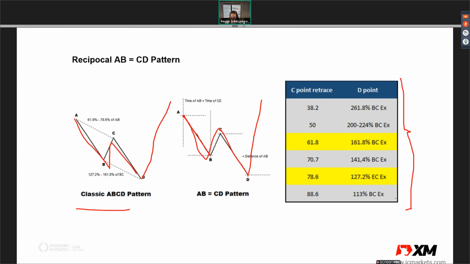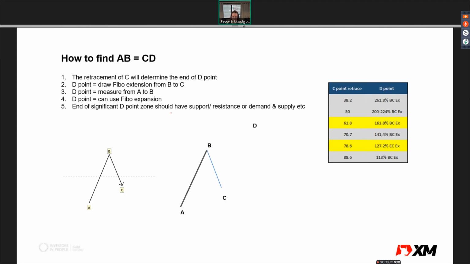Okay, this is the table you may want to save, because it is also about the C retracement, from which you get the D point for all harmonic patterns. So how do you find AB equals CD? Basically, C has to be determined at the ending of the D point. You draw Fibo on A and B, and then you get the retracement of the C leg. So how is the distance from C to D? You have to copy AB and paste it here, and then you will get the D point.